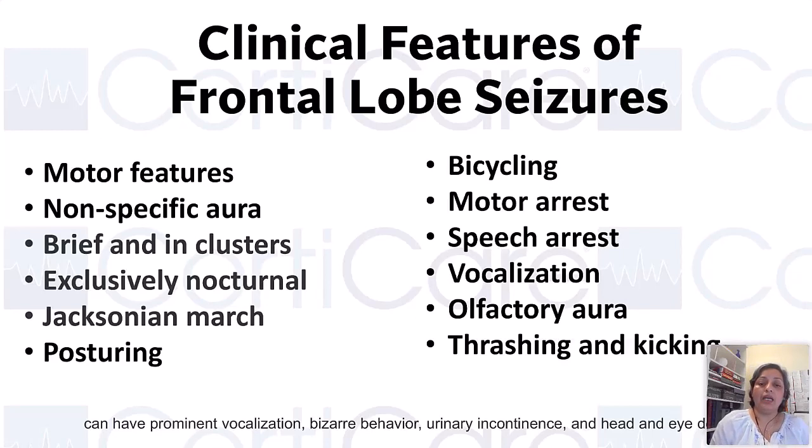Olfactory aura, that is something that is kind of sitting right there with the temporal lobe. So olfactory aura is a sign of frontal lobe seizures. Patients are thrashing and kicking. So the patient has very prominent vocalization, bizarre behavior, unacceptable social behavior, urinary incontinence, and deviation of head and eye, along with all the features that we just talked about.